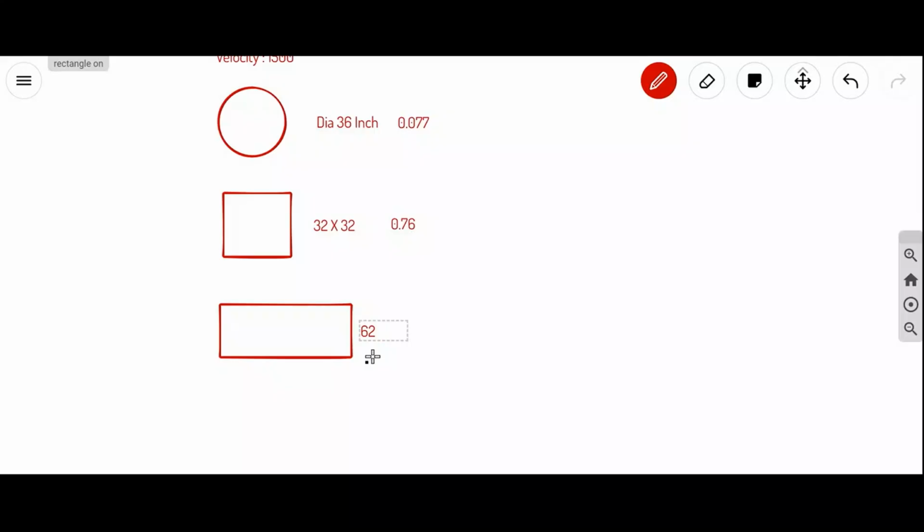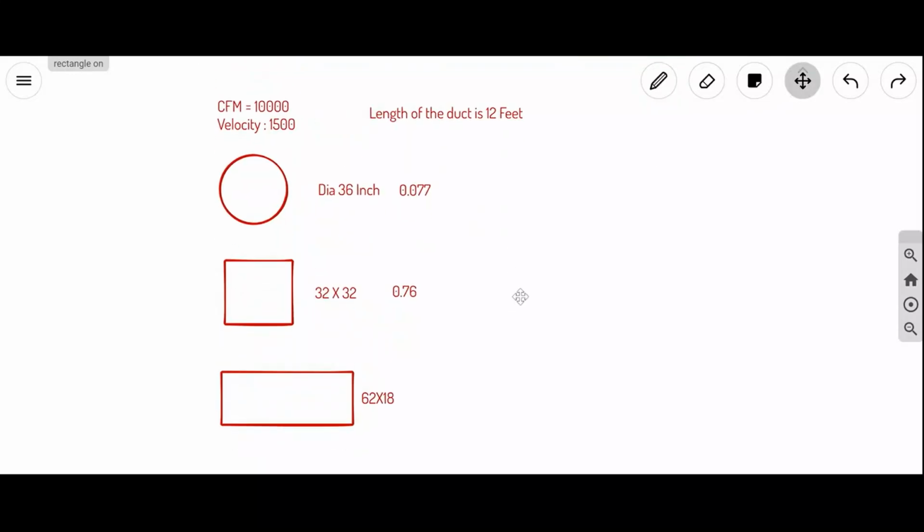Okay, so these are the different sizes of the ducts for the same velocity, right? Now, what is friction basically? This is head loss only, I didn't find total friction. What is friction basically?